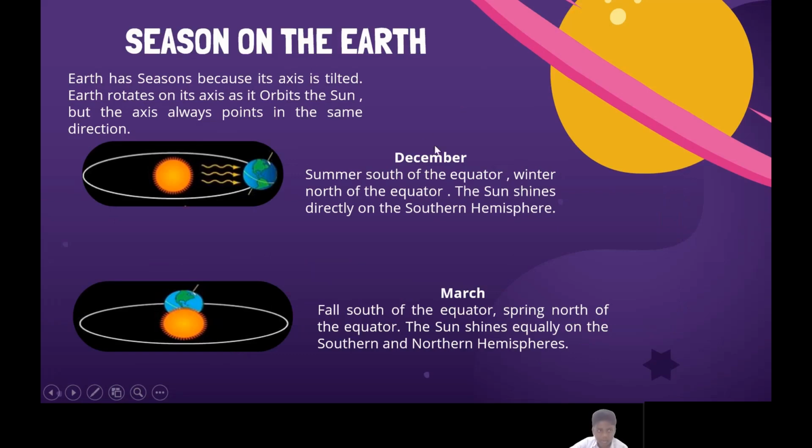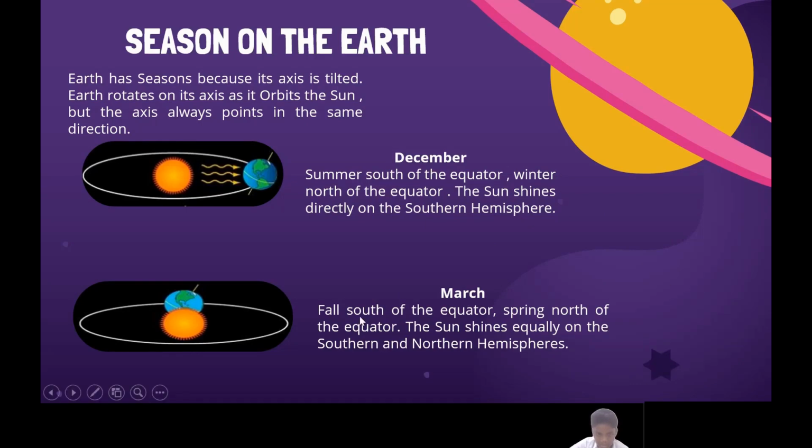Seasons on the Earth. Earth has seasons because its axis is tilted. Earth rotates on its axis as it orbits the sun, but the axis always points in the same direction. December: summer south of the equator, winter north of the equator. The sun shines directly on the southern hemisphere.